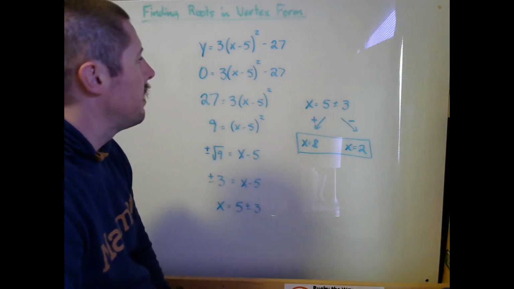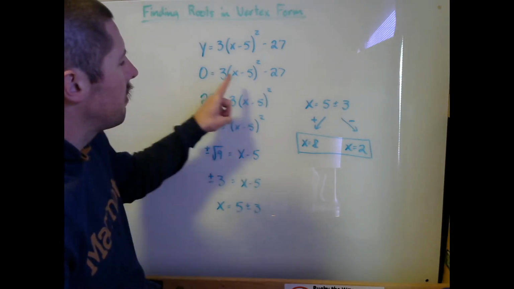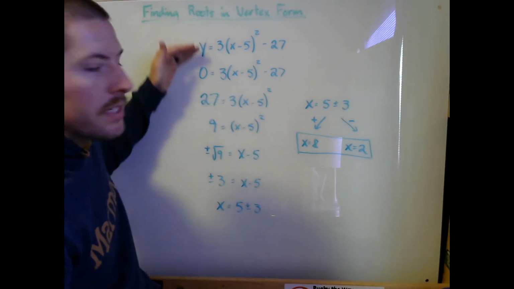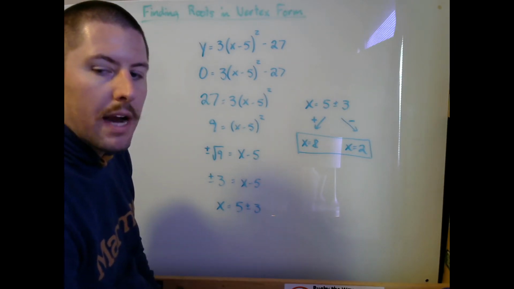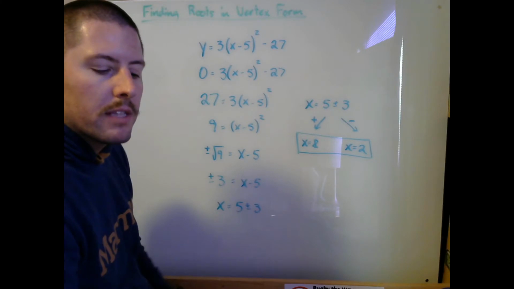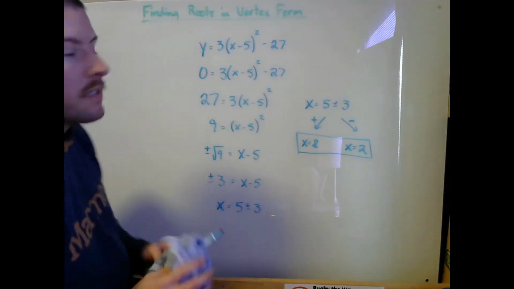So what we've seen is that to find roots in vertex form, all we want to do is set y equal to 0 and solve for x. It's always going to take us a few algebra steps. In this case, I've set our numbers up so that things work out relatively nicely for us. Let's go ahead and take a look at a couple other examples here and see some other things that we might expect to see.